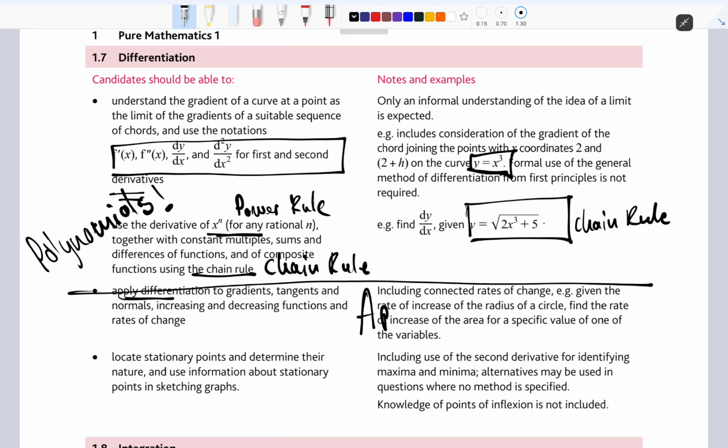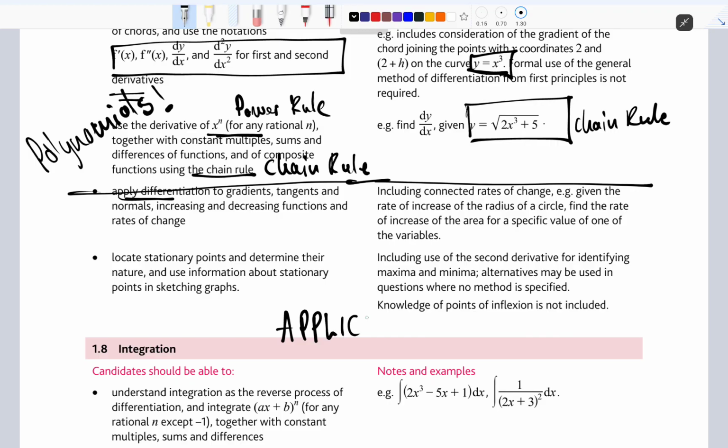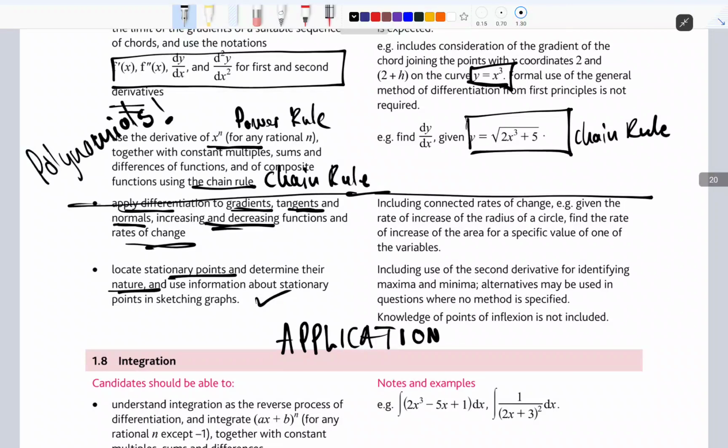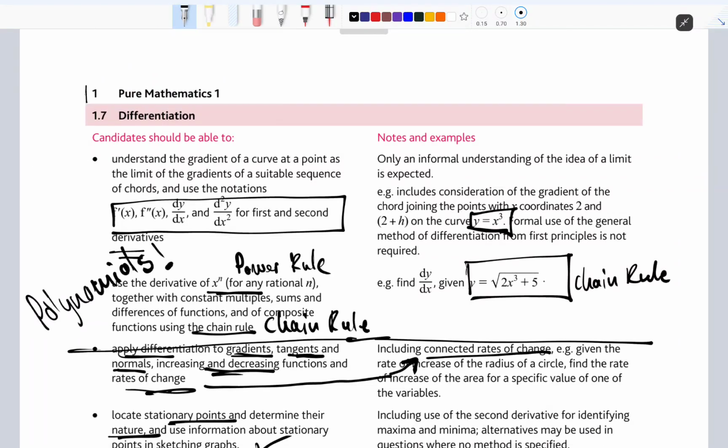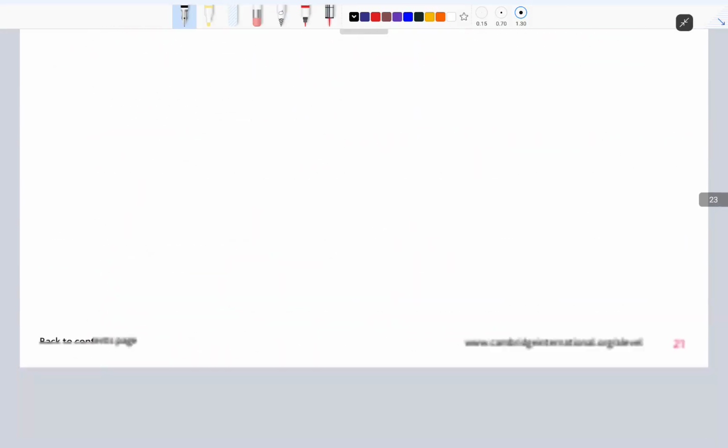The rest is application, and it is done here at AS. Yes, we use it to find the gradient, the tangent equation, the equation of a normal, where the function is increasing and decreasing, the rate of change, and stationary points and their nature. Then of course we can sketch a graph if we know all that. Here are the rate of change and the connected rates of change. These are applications: how we find the gradient, the equation of a tangent, the equation of a normal, the interval where it's increasing or decreasing, the rate of change and whatever. The whole application is AS. This is Pure Mathematics 1.